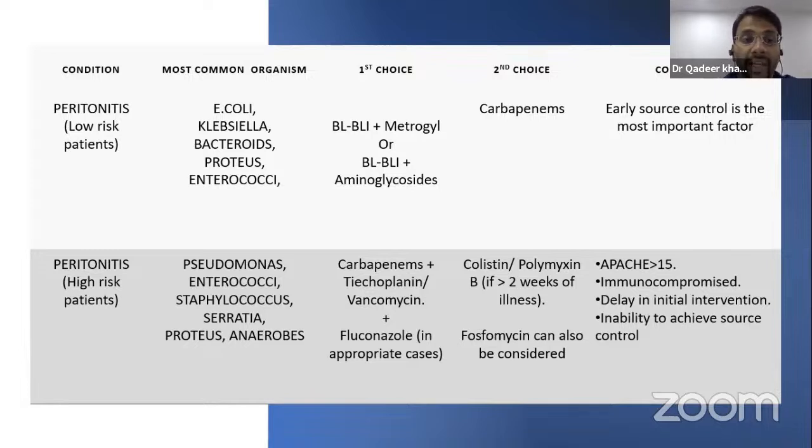And in high-risk patients, like peritonitis in the elderly, immunocompromised, with uncontrolled sugars, and the patient in shock, we should consider the first choice to be carbapenems along with gram-positive cover, teicoplanin or vancomycin. If required, fluconazole. And the second choice will be colistin or polymyxin, if the patient has been suffering for more than 2 weeks of illness. And we should also consider fosfomycin in these cases.